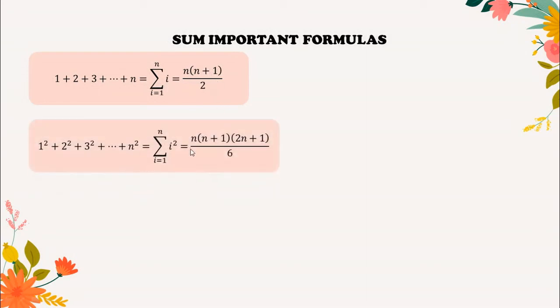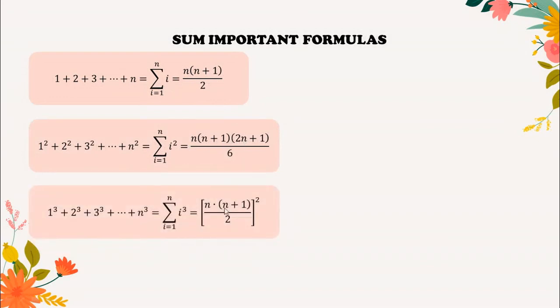How about if they are squared? The sum of e squared is n times n plus 1 times 2n plus 1 over 6. How about e to the power 3? It is n times n plus 1 over 2, to the power 2. How about 2, 4, 6 plus dot dot dot until 2n, so the sigma of 2e? The formula is n times n plus 1.